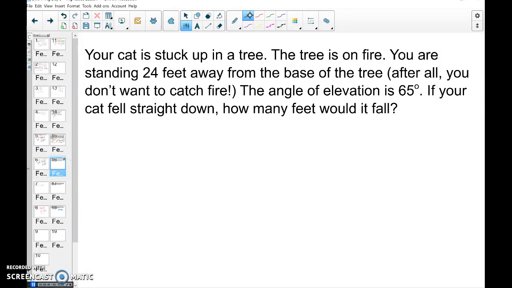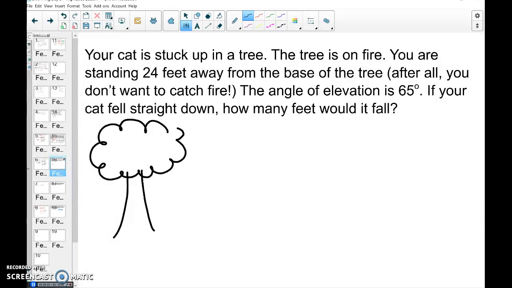So on this one, apparently we have some morbid problems in here. Not very exciting stuff. You have a cat stuck in a tree, and the tree's on fire. I'm going to draw a picture of that. You are standing 24 feet away from the base of the tree. After all, you don't want to catch fire. And the angle of elevation is 65. And this is a really depressing problem. If your cat fell straight down, how many feet would it fall?